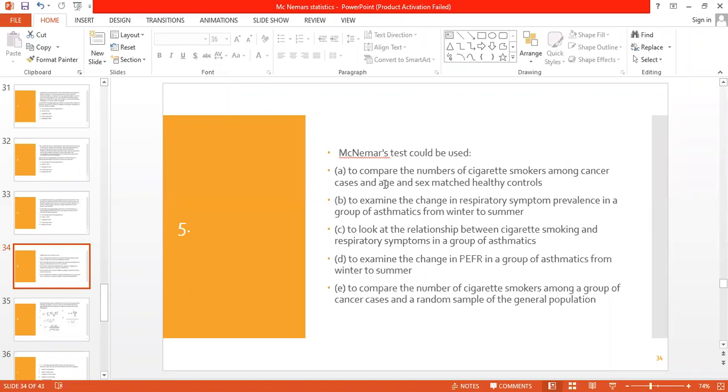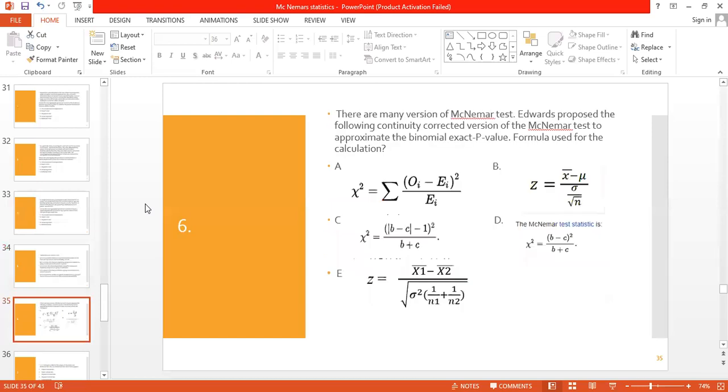So these are all from the same population and we put them into the 2 by 2 table, and they are dependent on each other. There are many versions of the McNemar test. Edwards proposed the following continuity-corrected version of the McNemar test to approximate the binomial exact p-value. Which of the formulas is used for the calculation of Edwards continuity correction? A, B, C, D, or E? C is the right answer.